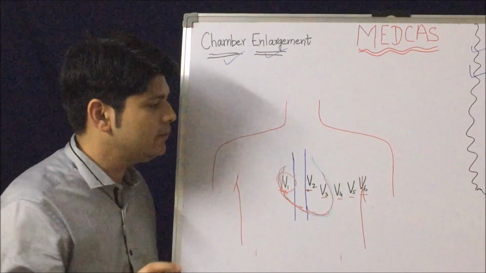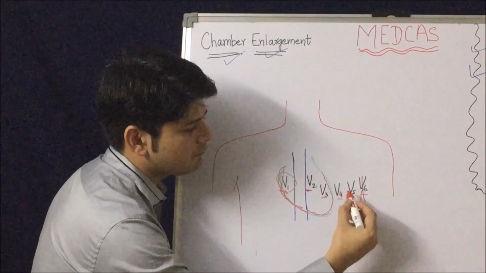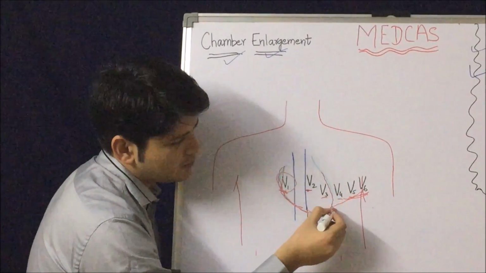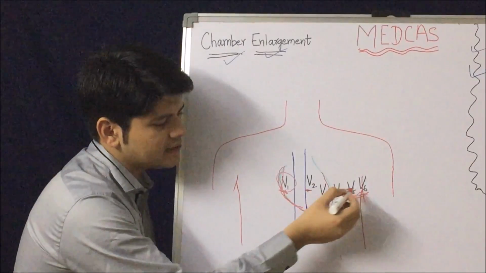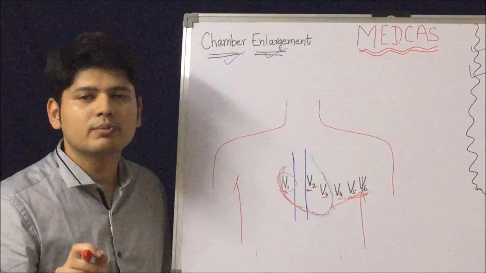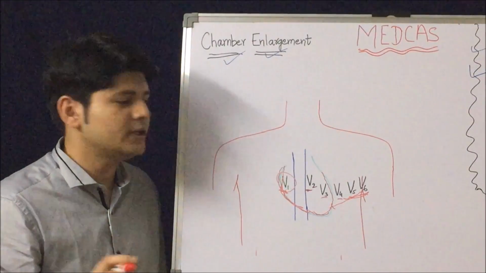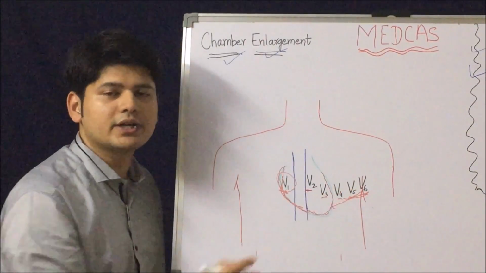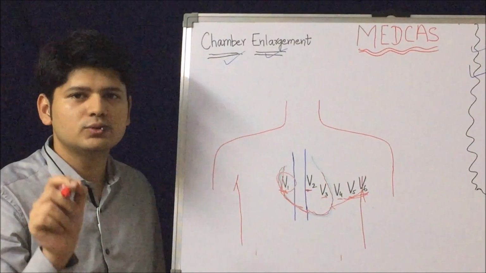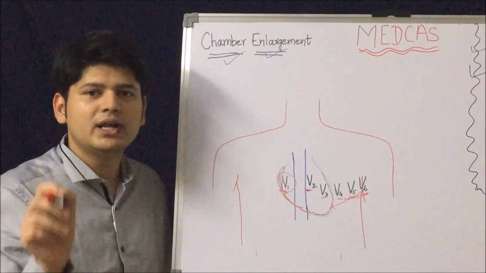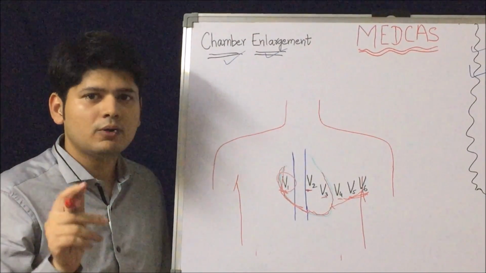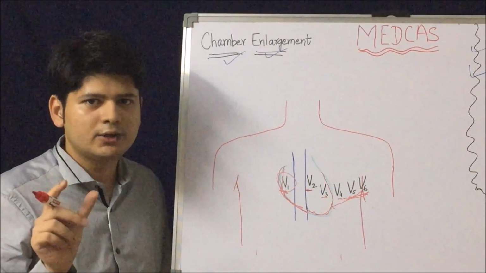Same way, V3, V4, V5, V6 are the leads looking at the LV. Okay, so these are the farthest leads which can look at the LV. So if I want to find some abnormality of the LV, I should look at V5 and V6. Now what we know is V1, V2 will represent to a certain extent the right ventricle, while V5, V6 will represent to a certain extent the left ventricle. Now we know which leads to look at.